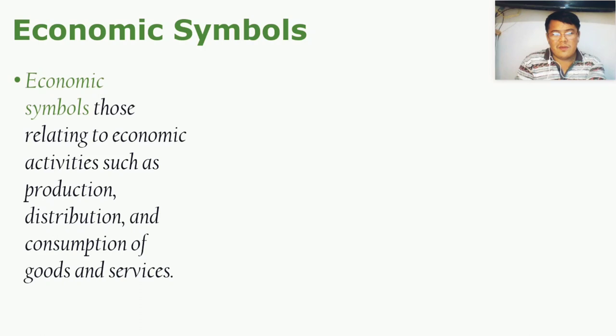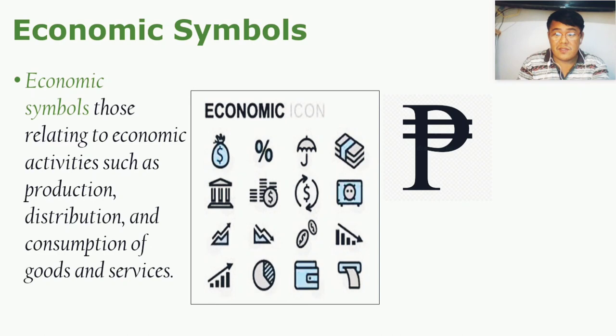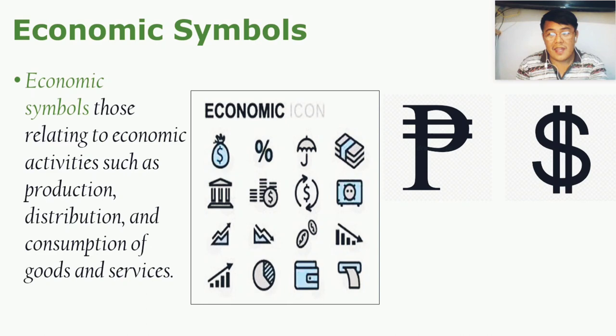Next, economic symbols. Economic symbols are those relating to economic activities, such as production, distribution, and consumption of goods and services. These are economic icons. Of course, they are used all over the world. We have the peso sign here in the Philippines, and there's the dollar sign. Can a person live here in the Philippines without dollars? Impossible, no? When we import.